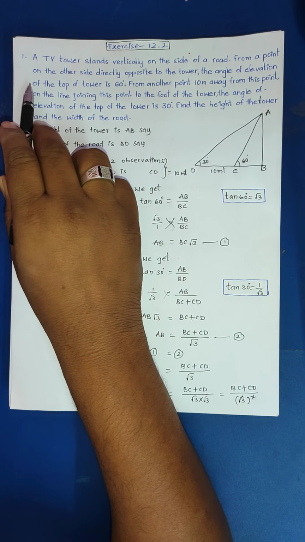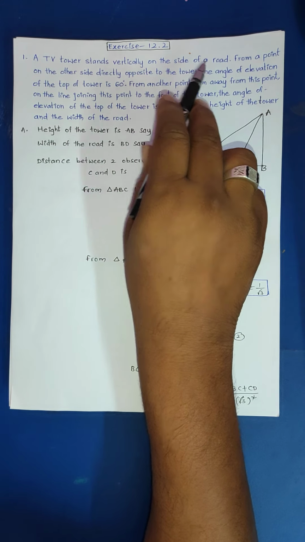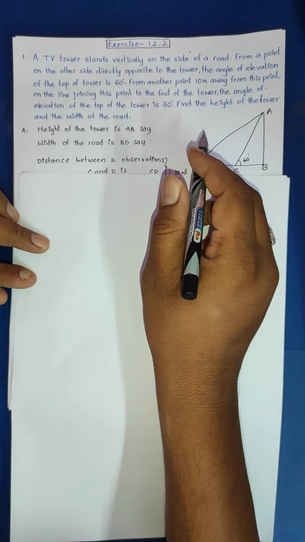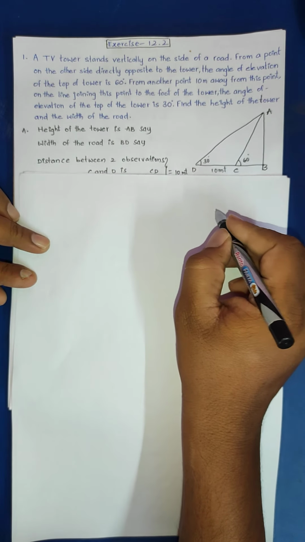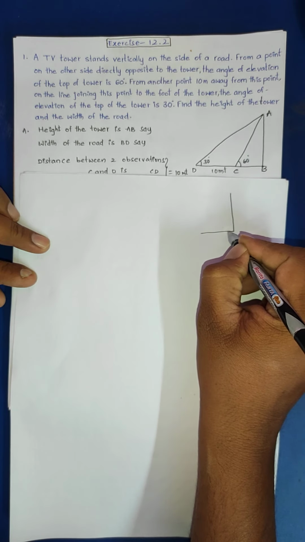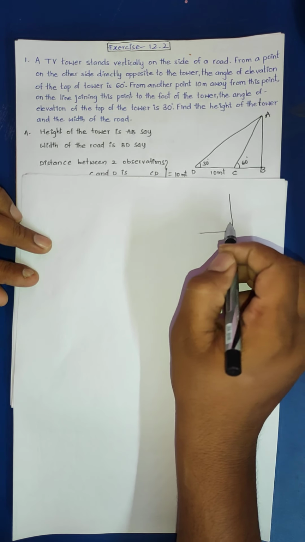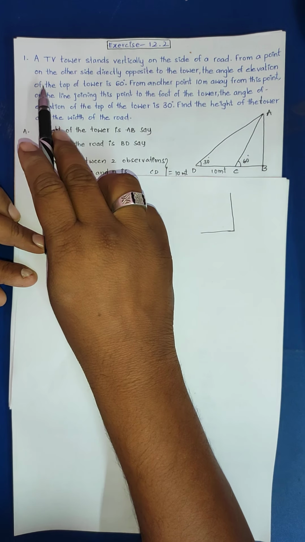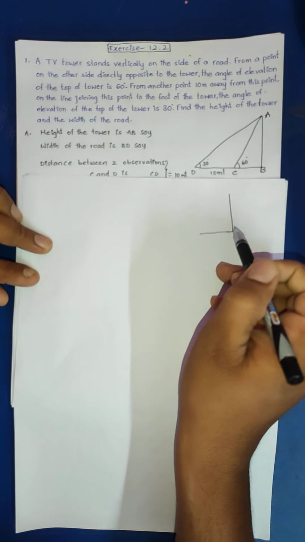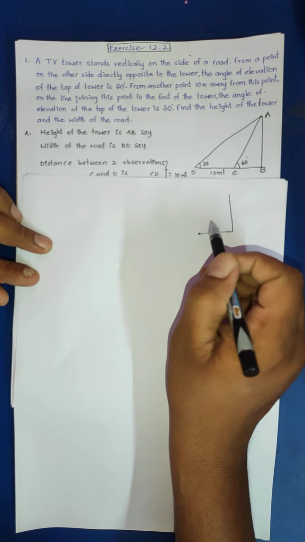Now the question. A TV tower stands vertically on the side of a road. Listen. A TV tower stands vertically on the side of a road. There is a road. The TV tower stands vertically on the side of the road. From a point on the other side, directly opposite to the tower.